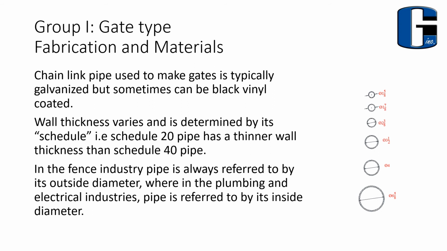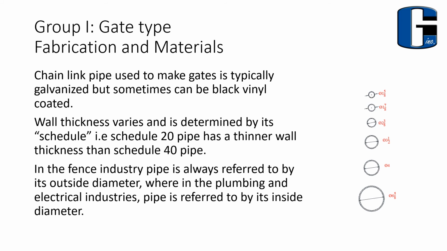In the fence industry, pipe is always referred to by its outside diameter, whereas in the plumbing and electrical industries, pipe is referred to by its inside diameter. Because in plumbing and electrical, we're concerned about how much space there is inside to run water, liquids, or wire. But in the fence industry, everything is about the outside diameter. A clamp or a bracket has to fit around the outside of it.